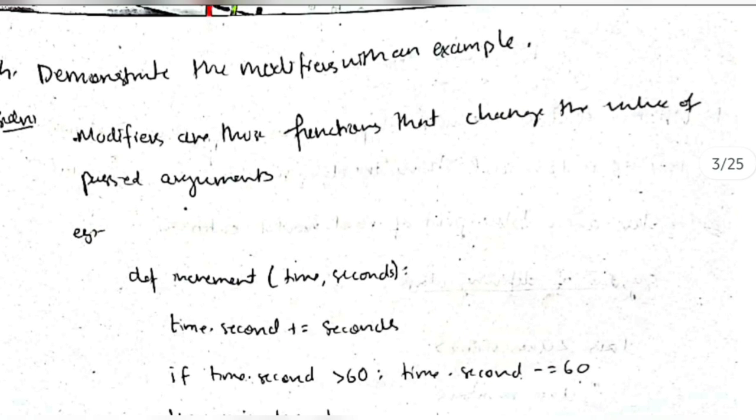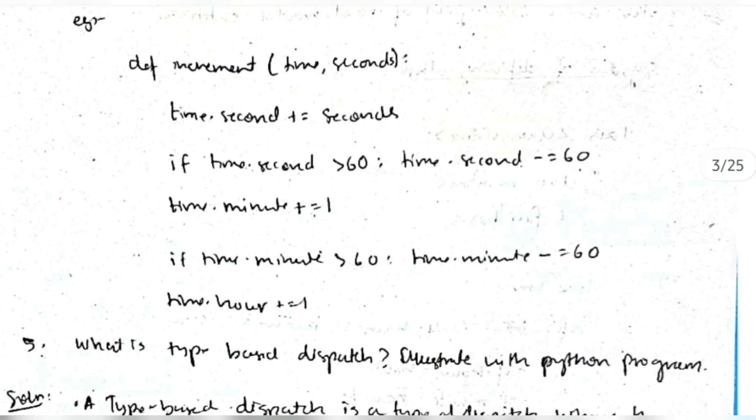The next type of function is the modifiers. By the name itself you can say what a modifier does. A modifier will modify the values. That's the definition. Let's take an example and understand how it modifies the values.